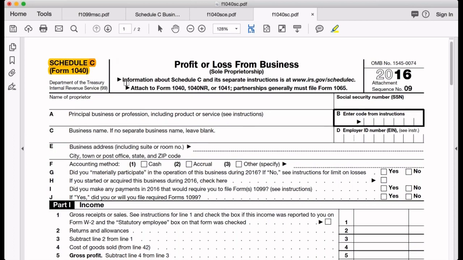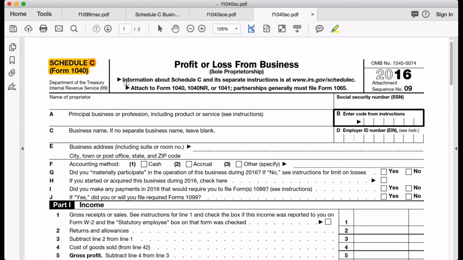Before we go any further, I want you to make these notes. Number one, and this is going back to what we learned yesterday, you need to have documentation. You have to have proof. Not only proof for the expenses, but proof for the income.